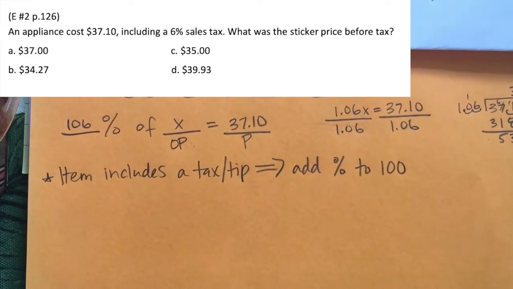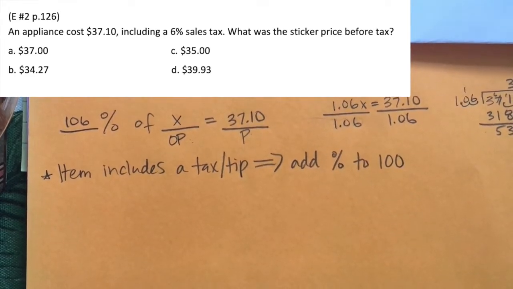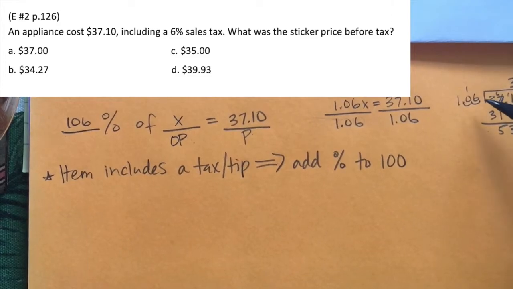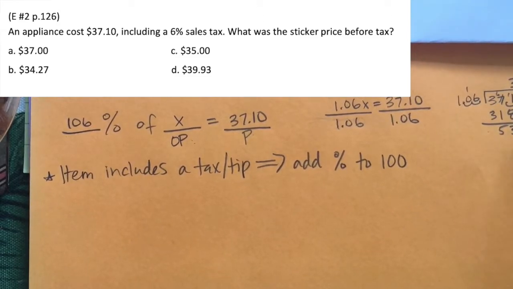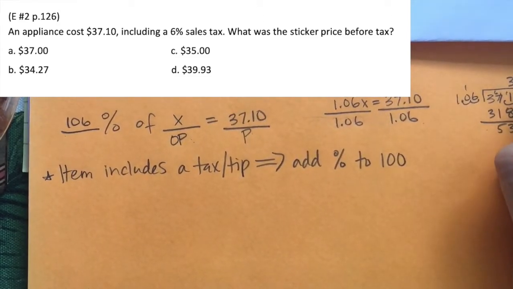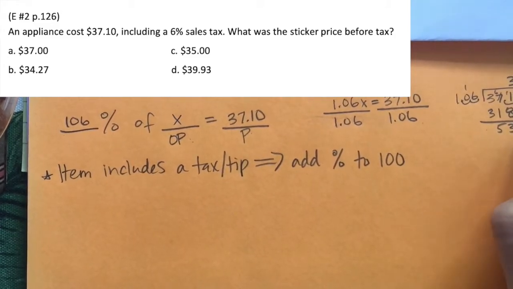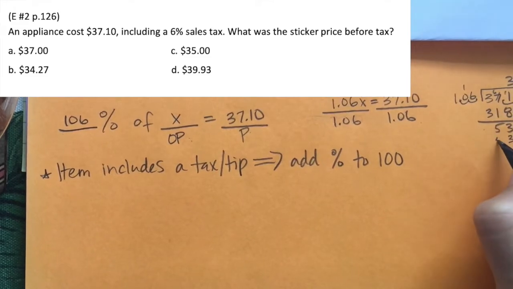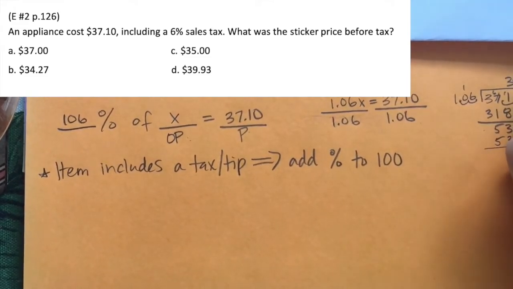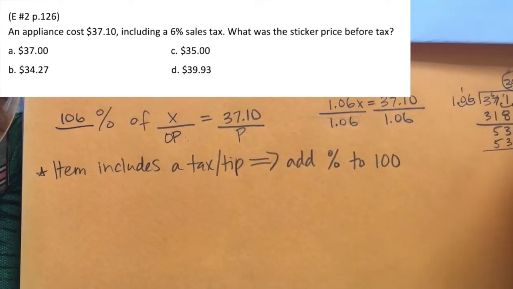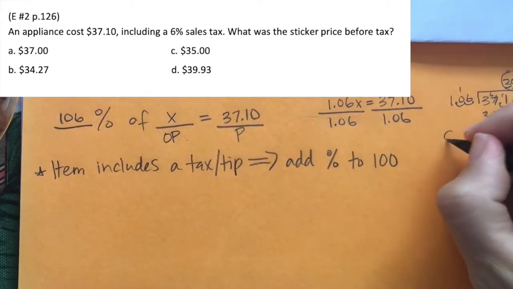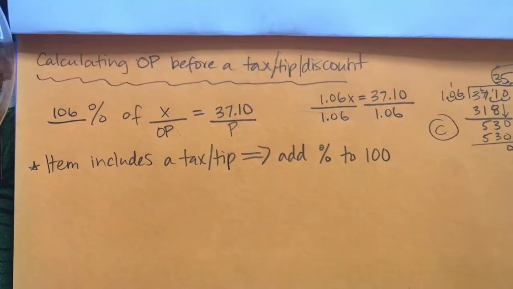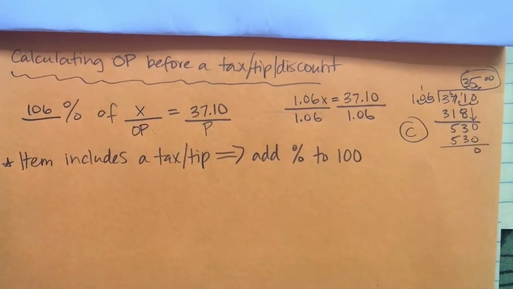All right, the second digit has to either be a 7, a 4, a 5, or a 9. And we're trying to figure out how many times 106 goes into 530. I know that that's 5 times, because 5 times 6 is 30, and then 5 times 1 is 5. So your answer would be $35, which is C. Okay?